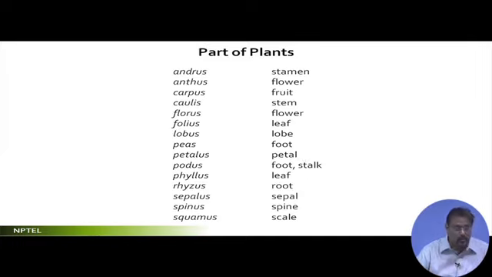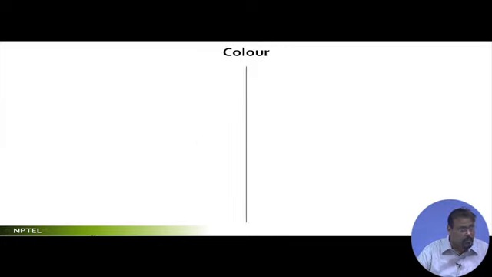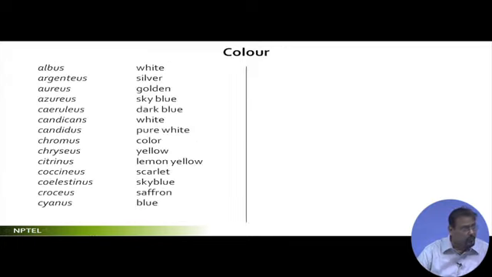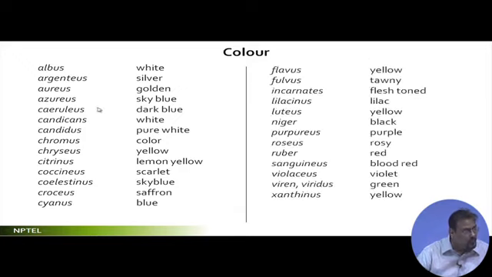If you go through this list, you will definitely have a clear idea. Some more quickly, I will go to it. Albus is white. You remember just now I said Plumeria alba. Alba is white. Let's see some more. Okay, azurus is sky blue. Ceruleus is dark blue. I am just trying to see which name can be referred for your list of trees.